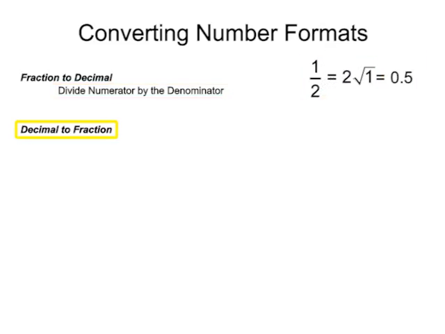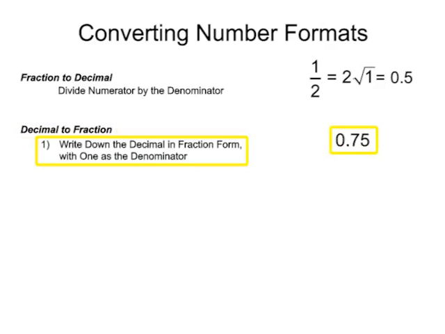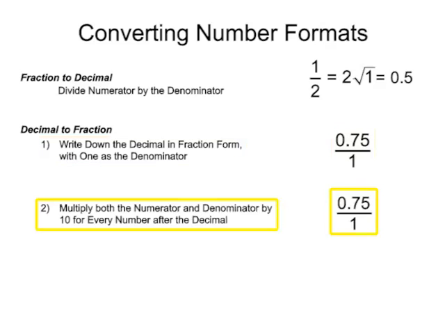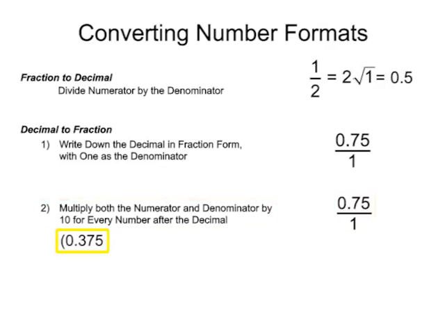To convert a decimal to a fraction, first write the decimal in fraction format with the number 1 as the denominator. Then multiply both the numerator and the denominator by 10 for every number after the decimal. For instance, if you have the decimal 0.375, you would multiply by 10 3 times, or by 1,000, because there are 3 numbers after the decimal.